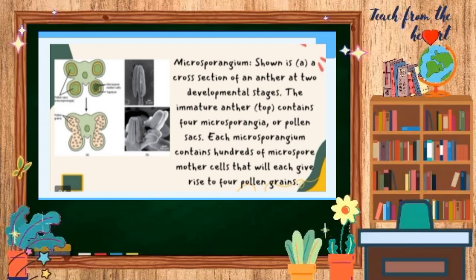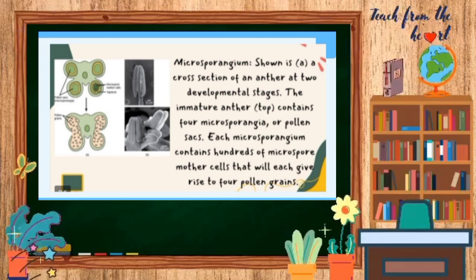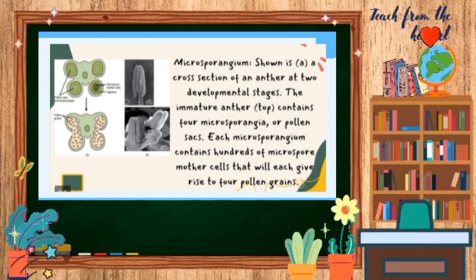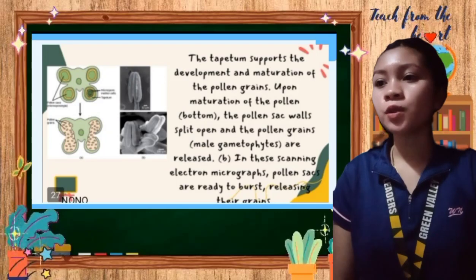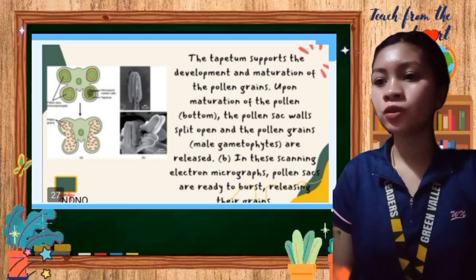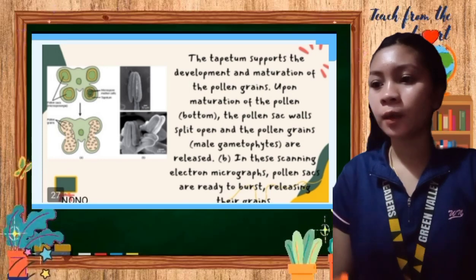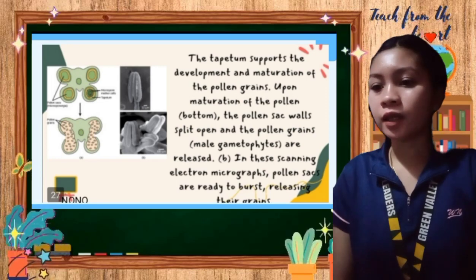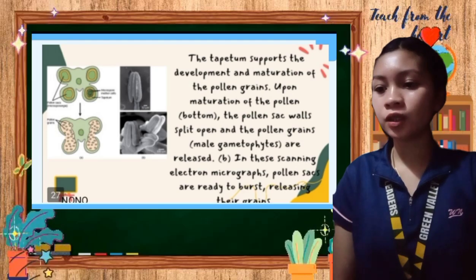The immature anther on top contains four microsporangia, or pollen sacs. Each microsporangium contains hundreds of microspore mother cells that will each give rise to four pollen grains. The tapetum supports the development and maturation of the pollen grains. Upon maturation of the pollen, bottom, the pollen sac will split open and the pollen grains, male gametophytes, are released. In these scanning electron micrographs, pollen sacs are ready to burst, releasing their grains.